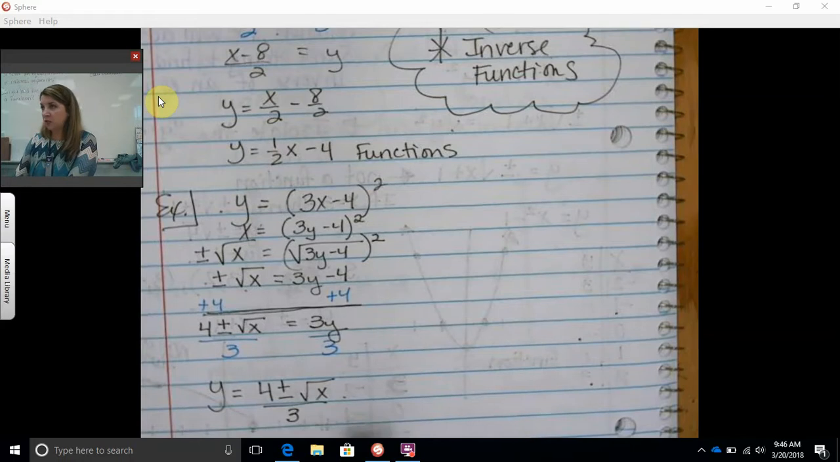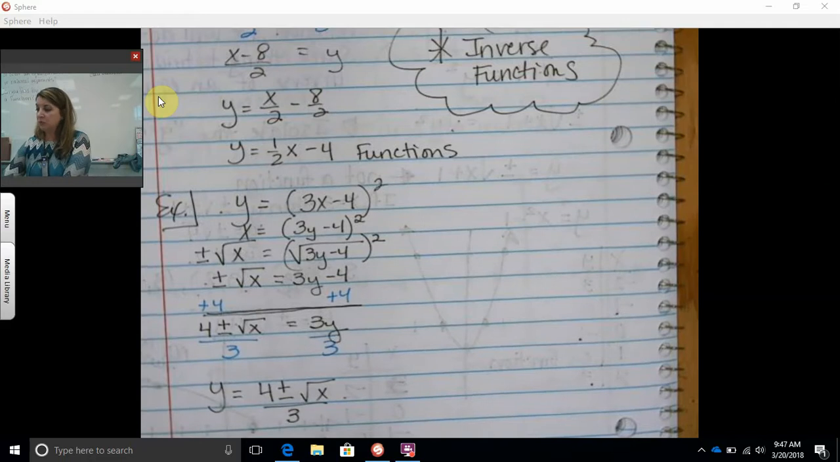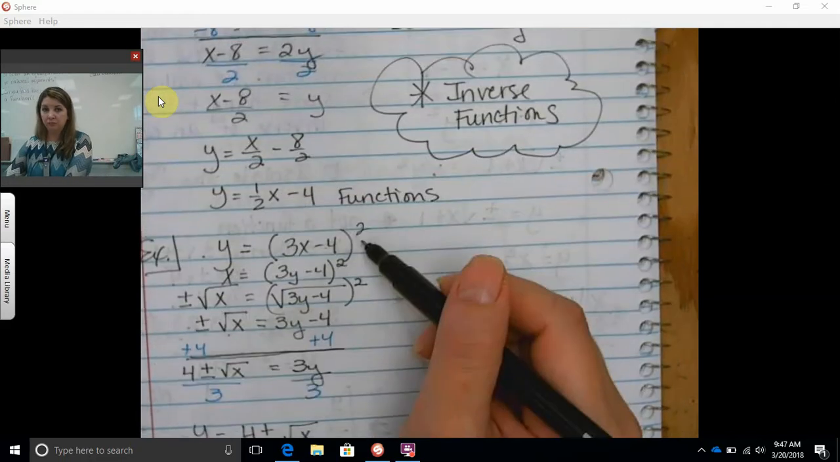Remember, that means 4 plus the square root of x over 3 and 4 minus the square root of x over 3. Is this going to be a function? If I substitute in a 4 for x, what's the square root of 4? 2. Positive 2 and negative 2. So when we simplify all that, you're going to get 2 different values, right? When x is 4, you get 2 different y values. So is that a function? No.